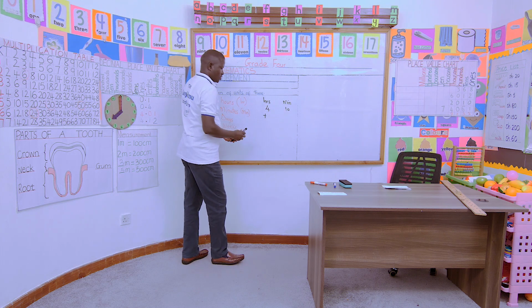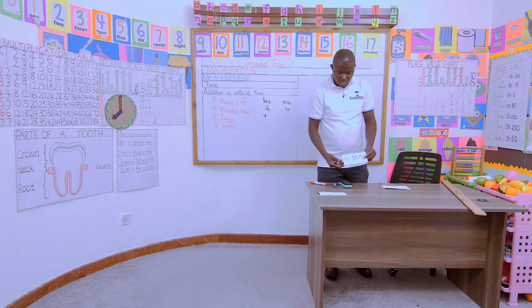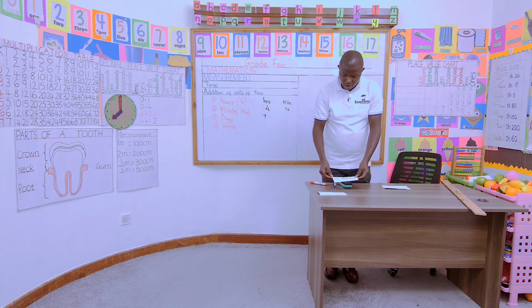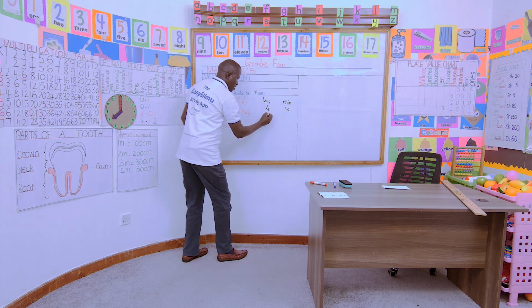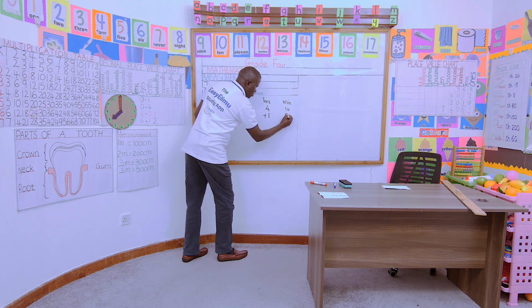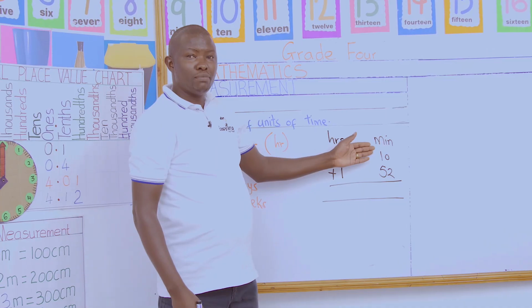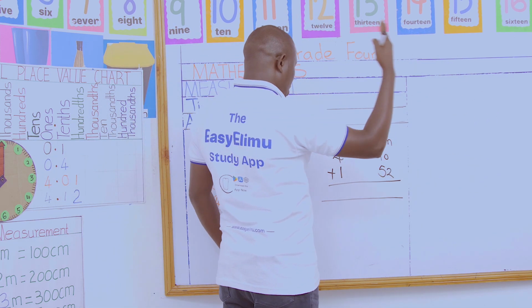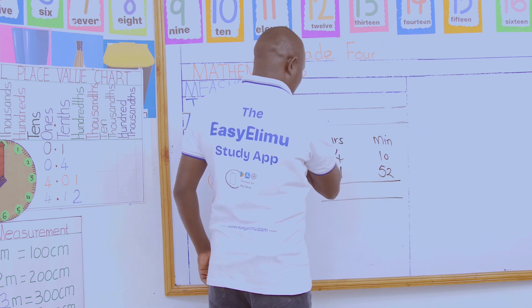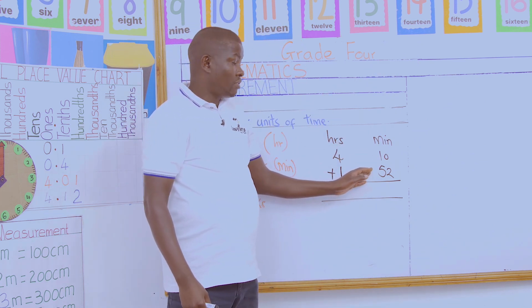We are adding. Addition. What are we adding? The other number card is 1 hour, 52 minutes. We are adding 1 hour, 52 minutes. Learners, we can add. We are starting from the minute side, on our right, towards the left to the hour side. So 10 minutes plus 52 minutes.